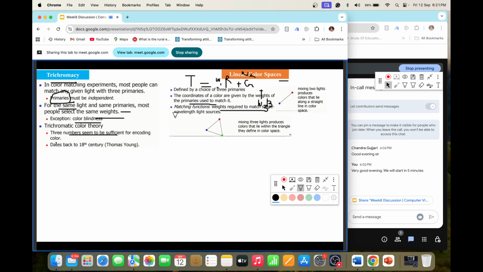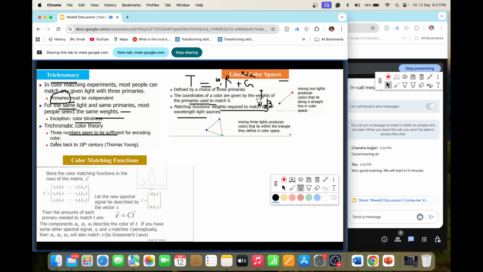It is the weight required to match a single wavelength light source. So W1, W2 and W3, the weights associated with the primaries red, green and blue, are also known as the matching function, used to get a target color. So this is regarding linear color spaces.